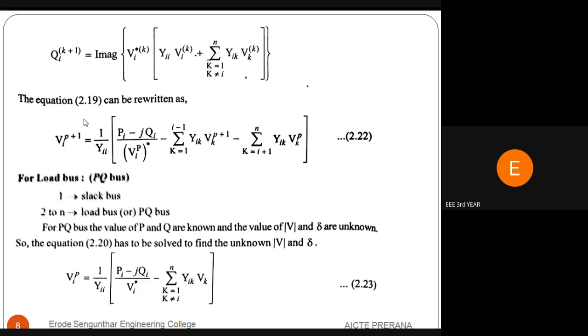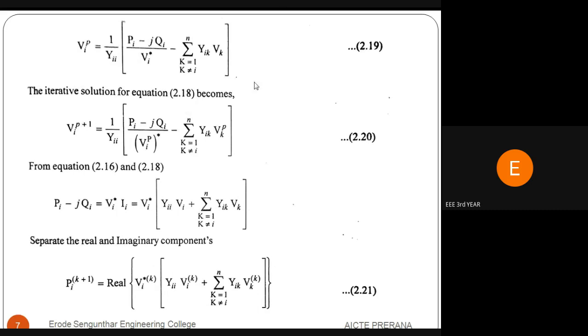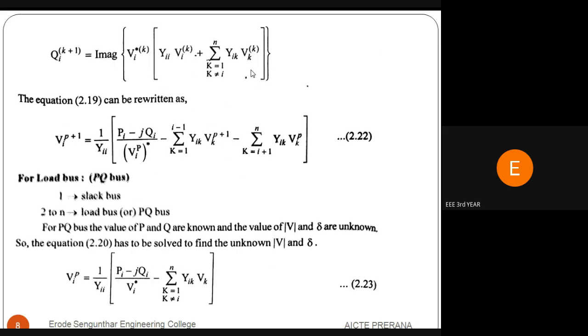Equation 2.19 can be rewritten as Vi(p+1) is equal to 1 by Yii, Pi minus jQi by Vi(p), minus summation k equal to 1 to i minus 1 Yik Vk(p+1), minus summation k equal to i plus 1 to n Yik Vk(p). Consider this equation number 2.22.